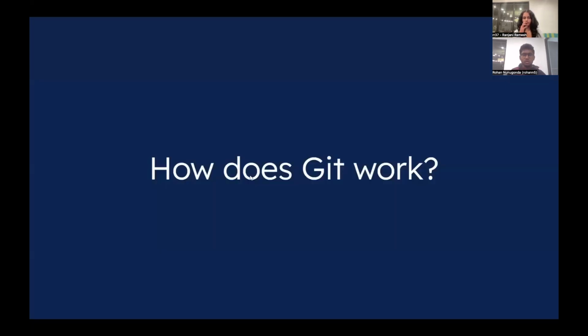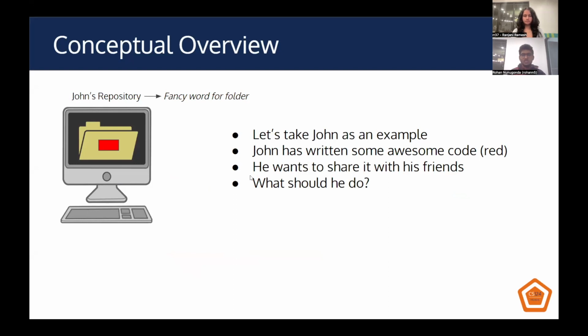So how does Git work? To explain Git to you, as a very broad conceptual overview, we have an anecdote that hopefully goes over the broad details of Git. Let's take John, for example. John is a developer. He has written some amazing code, and he has it stored on his computer in a repository. If you can see on the left here, we have John's repository. It's marked in red at the moment.